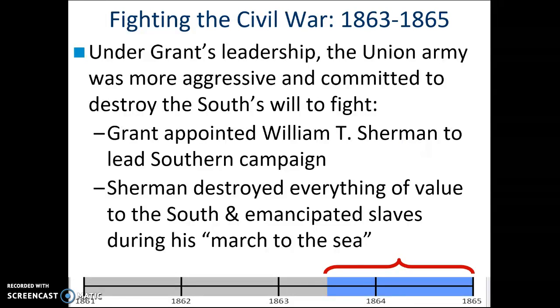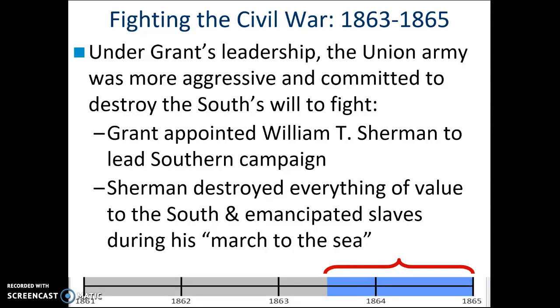So, under Grant's leadership, the Union Army was more aggressive and committed to destroying the South's will to fight. Shortly after the Battle of Vicksburg, Grant is going to appoint William Tecumseh Sherman to lead a Southern campaign, essentially going through the South off the eastern seaboard and just wreaking havoc.